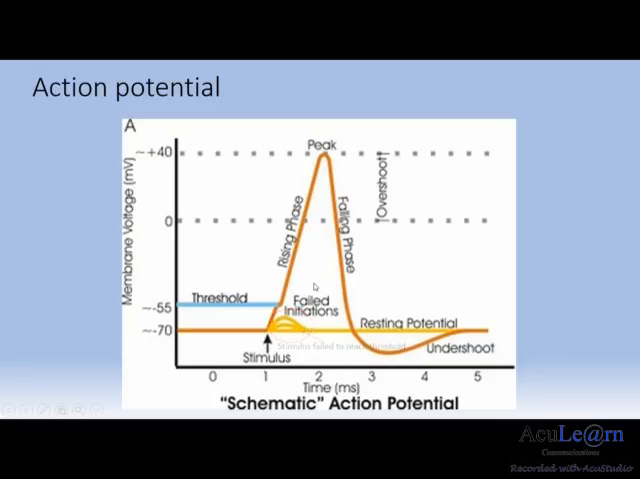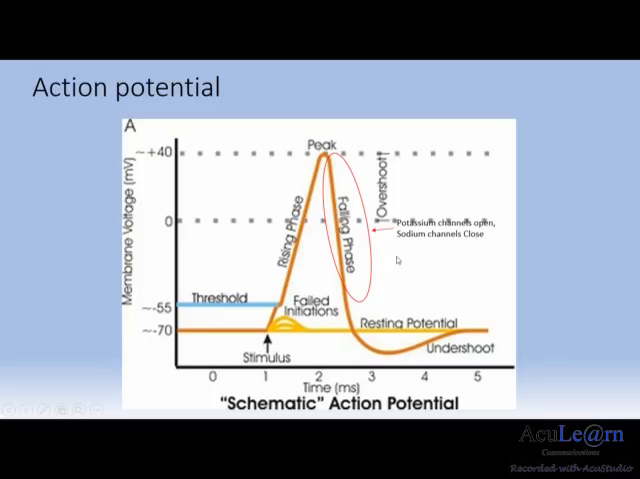However, when threshold is reached, the rising phase quickly follows, where there is a strong influx of sodium ions flowing into the membrane. The membrane voltage rises rapidly during this period until it reaches the peak, forming the overshoot. At this point, the inside of the membrane is positively charged. The falling phase follows, as the potassium channels open to allow potassium ions to flow outwards to the outside of the membrane, causing the repolarization of the membrane.